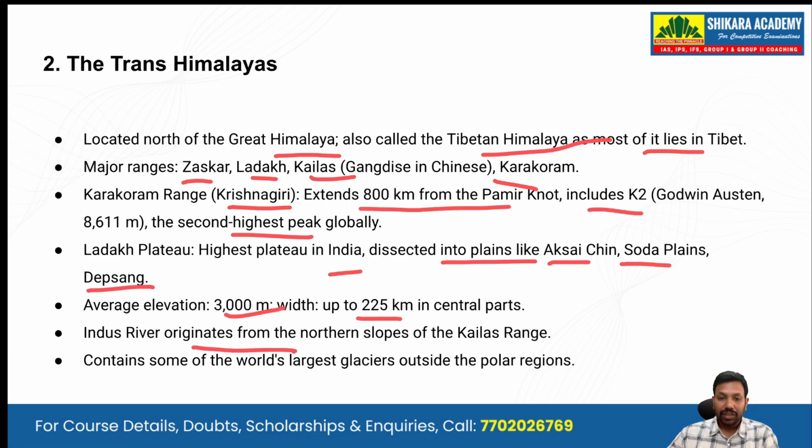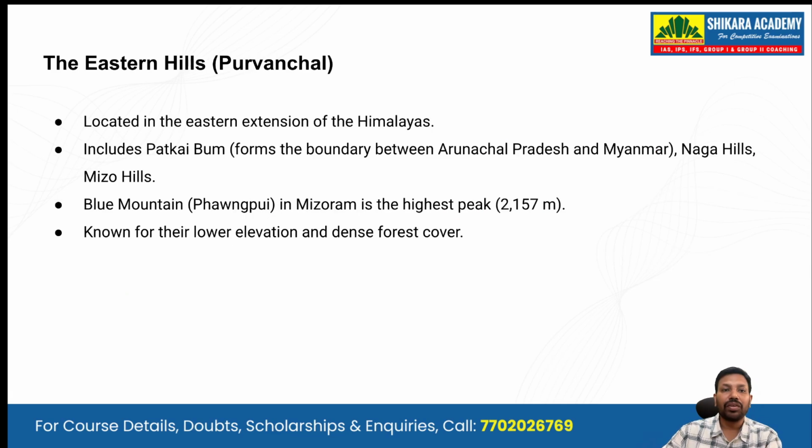And the Indus River originates from this, and not just the Indus River. If you go to the east, we have the Brahmaputra River. If you go to the south, we have Gangotri, Yamunotri rivers. Some of the world's largest glaciers are also here, outside the polar region, beyond north and south. We have good glaciers here, and similarly the eastern hills, Purvanchal. This is also where we have good vegetation in the eastern region.